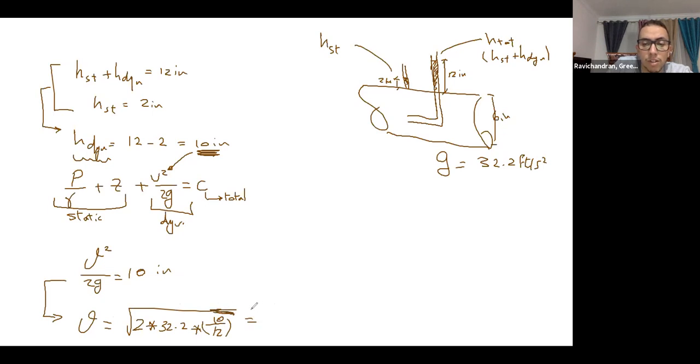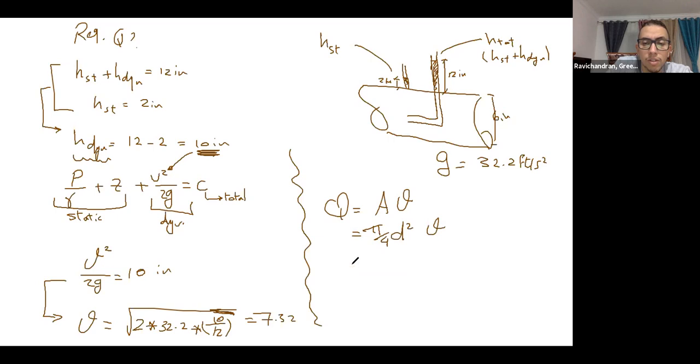From here, you can get velocity, which is equal to 7.3. What is required at the beginning here? Q, flow rate. So Q is equal to AV. What is A? Pi over 4 D square. So pi over 4 D, where D is the 6 inch diameter of the duct. So (6 divided by 12) squared, multiplied by the velocity we got here, 7.32 feet per second. Then you can get the answer, 1.44 feet per second square.